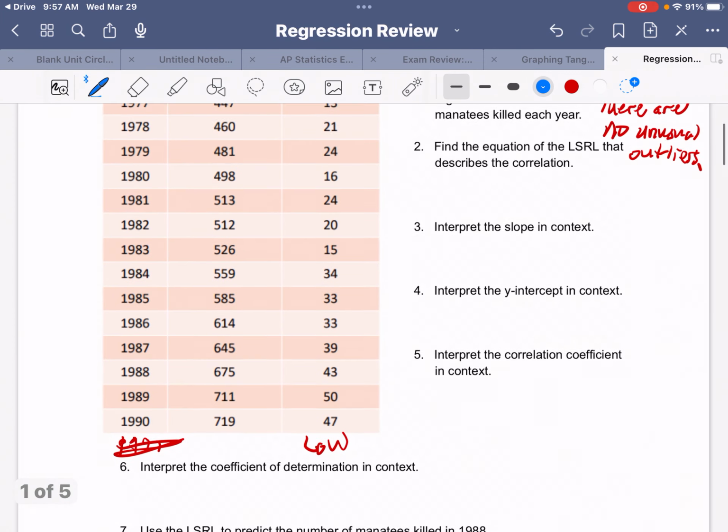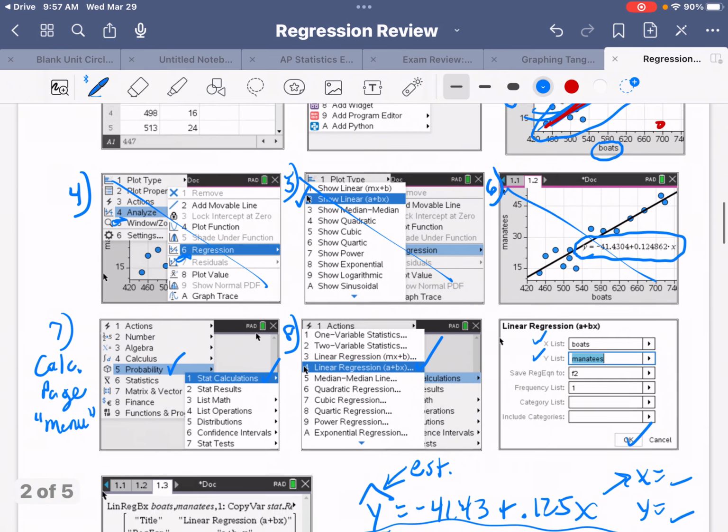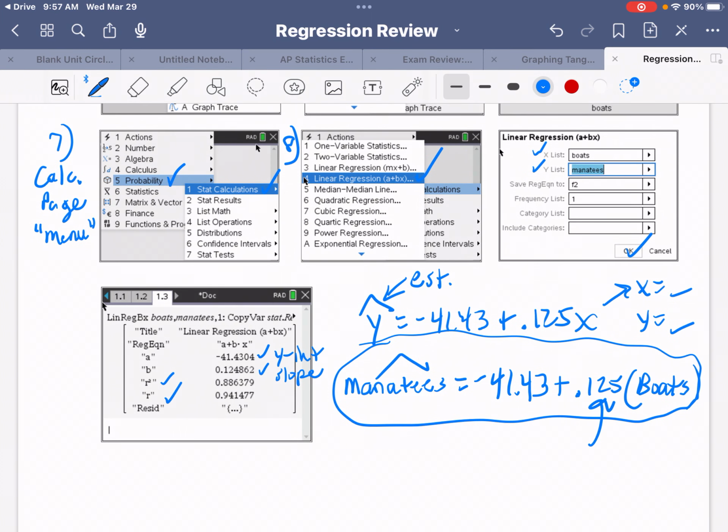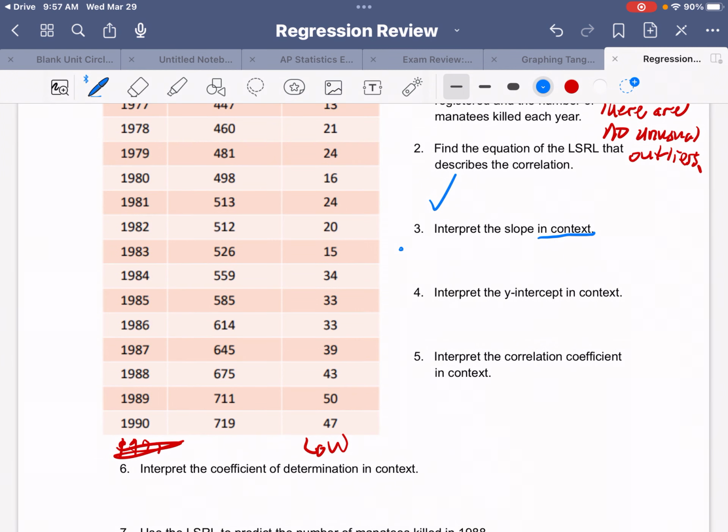Now, the next thing that's asked is to interpret the slope in context. Okay, the slope, sorry about all the scrolling, is 0.125. Okay, so going back to interpret the slope, if we think of this as 0.125 over 1, remember that the denominator is years and the numerator is number of manatees. So this says that every year an extra 0.125 manatees are killed.